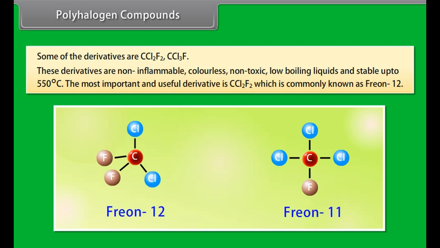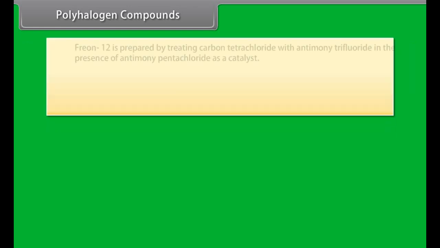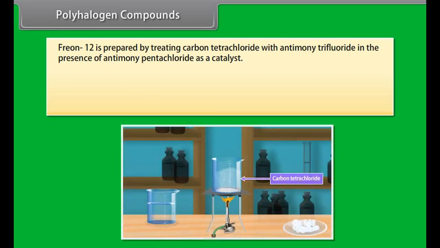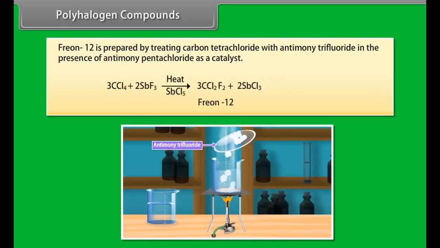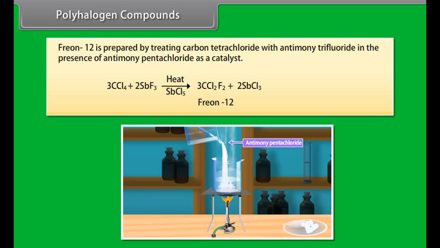The most important and useful derivative is CCl2F2, which is commonly known as Freon 12. Freon 12 is prepared by treating carbon tetrachloride with antimony trifluoride in the presence of antimony pentachloride as a catalyst. In a tetrachloride solution, mix some antimony trifluoride in the presence of antimony pentachloride, and then Freon 12 is produced along with antimony trichloride.